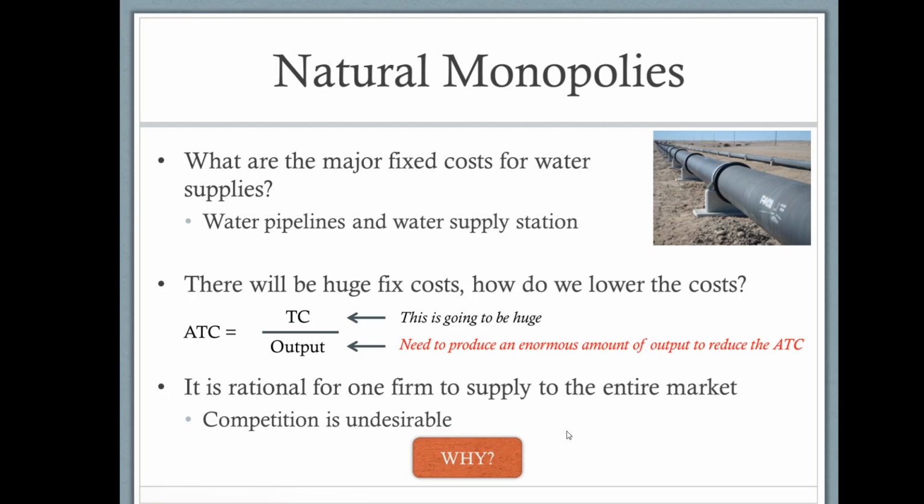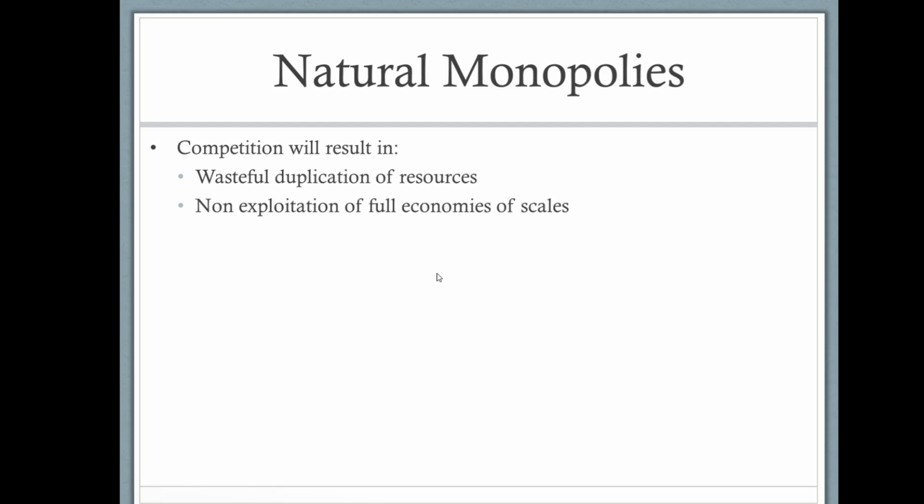And we have actually discussed the arguments already. Competition is not desirable because, based on the answer you gave me in the beginning, if you build up another set of pipelines, there will be duplication of resources. So you're wasting resources, just like the example I gave you. If one set of pipelines is already enough for the entire city, and one more firm gets into the market, then you have to build another set of pipelines. So you're wasting the costs that you use for the second set of pipelines. So that is not efficient.